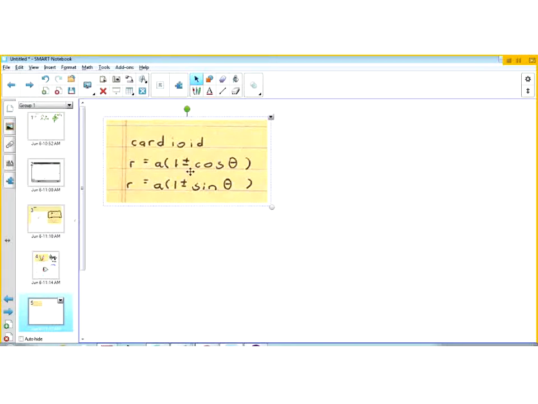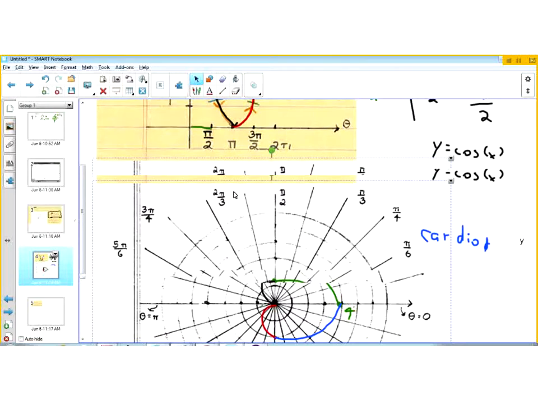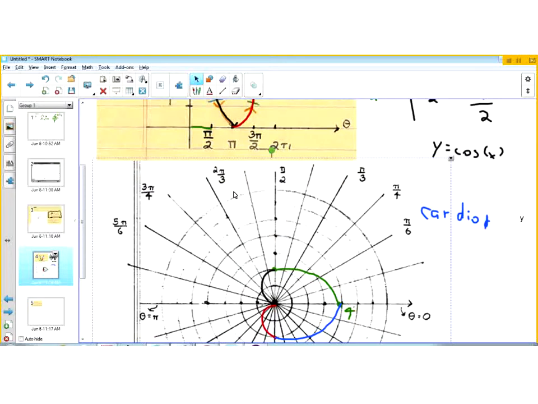All right, so a cardioid is generally of this format. It'll be a constant A times 1 plus or minus cosine theta or sine theta. So whenever you see a polar equation of this form, you'll anticipate that the graph will look like this, but it'll be rotated based on the value of A, whether you do a subtraction, and whether you use sine or cosine.